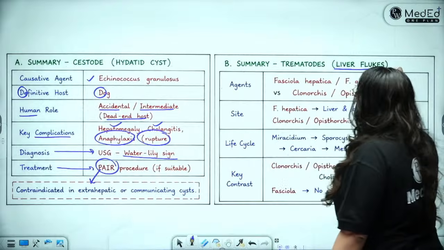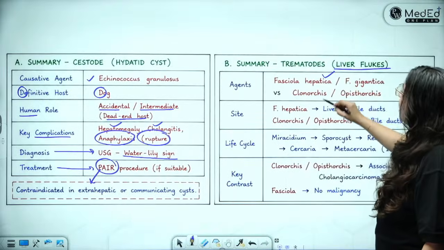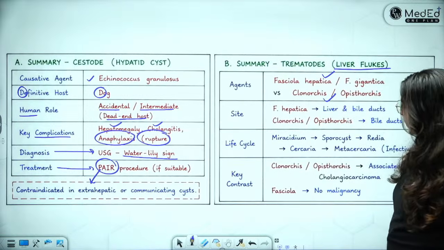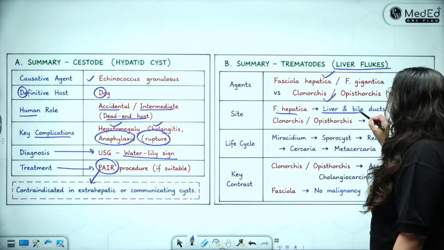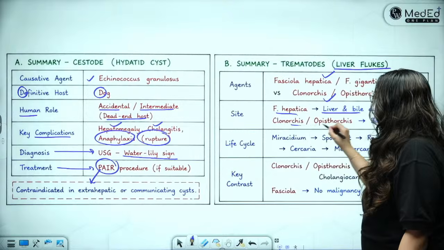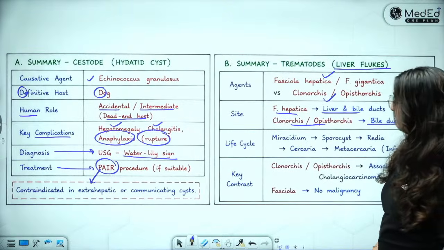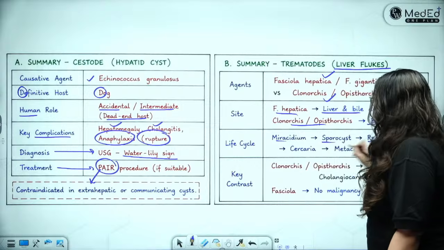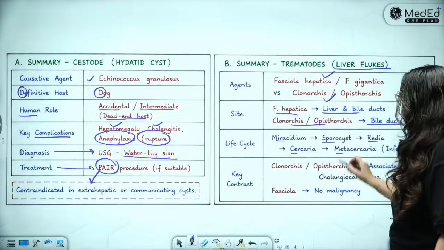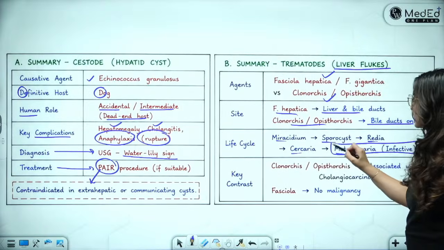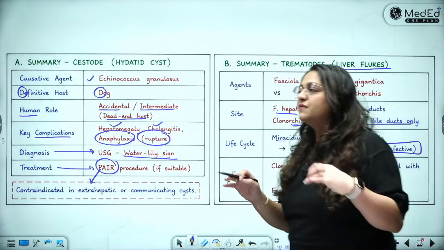Whereas for liver fluke, you have Fasciola hepatica or Clonorchis and Opisthorchis. Fasciola hepatica causes liver and bile duct involvement. Clonorchis and Opisthorchis only involve the bile duct. My silly red cat meows is the life cycle. Ultimately, metacercaria is what becomes the infective stage.